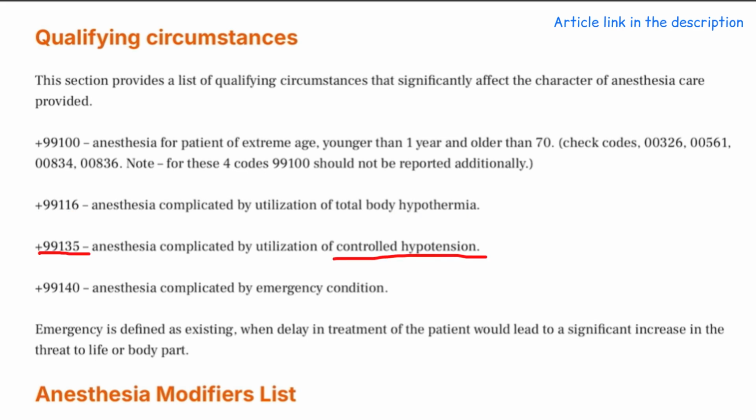Next, 99135, anesthesia complicated by utilization of controlled hypotension. 99140, anesthesia complicated by emergency condition. Emergency condition means it should be an existing and current condition, meaning when delay in treatment of the patient would lead to a significant increase in the threat to life or body part. So for example, when the patient comes with cardiac arrest, we should not delay the treatment. It is an emergency condition. For that emergency condition, we need to add this 99140, anesthesia complicated by emergency condition.